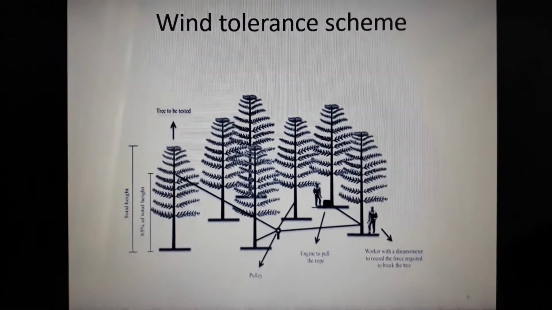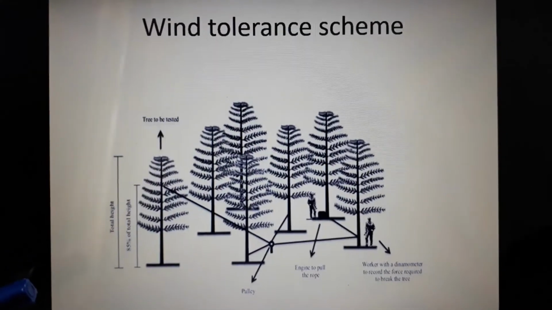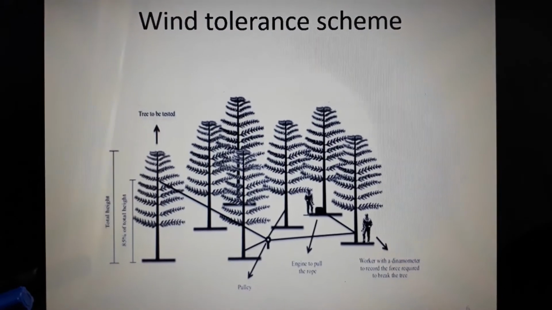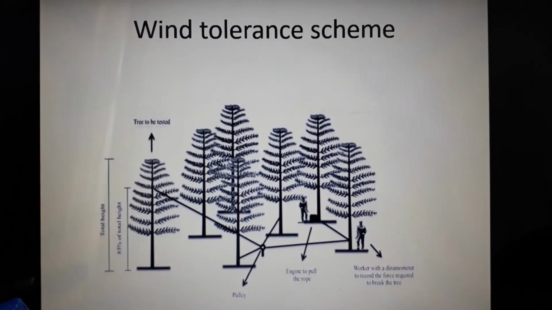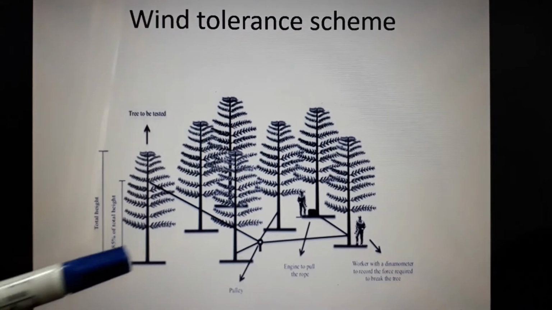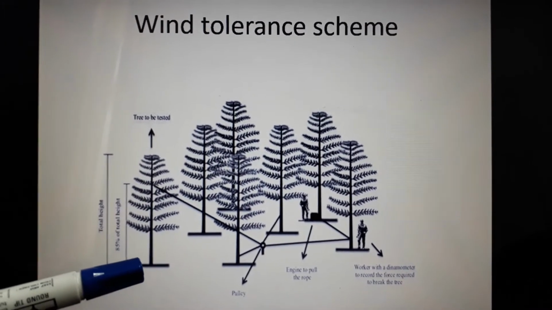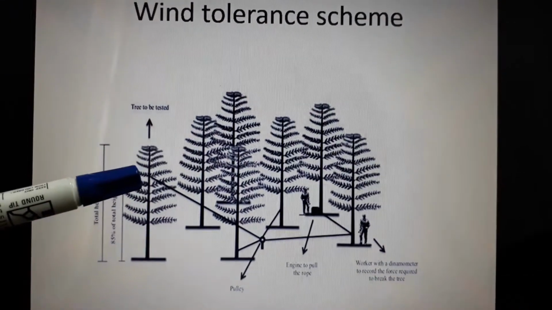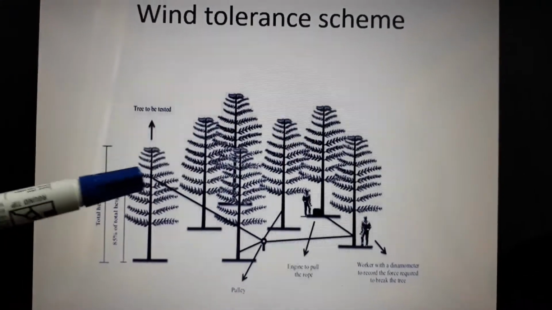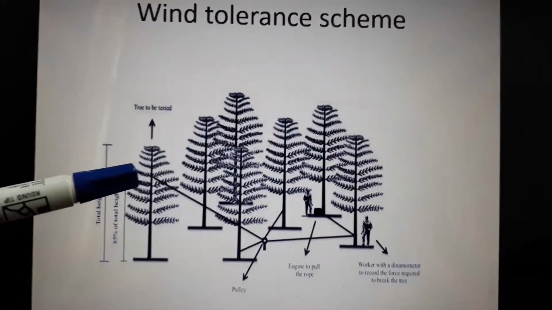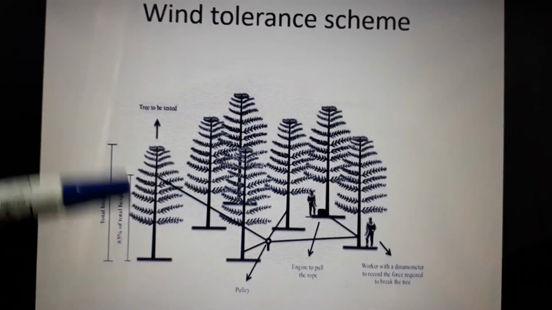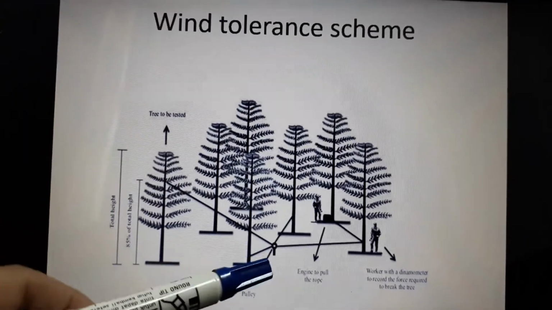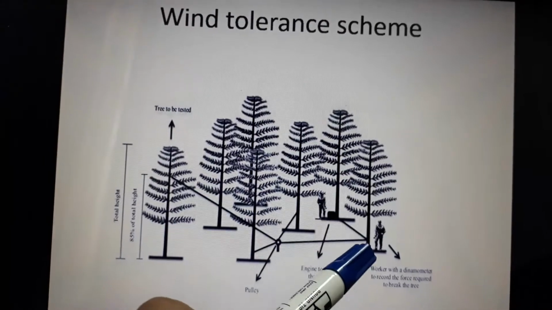This is the wind tolerance scheme. This is how we do the tests in the field. As you can see from this scheme, our selected tree here on the left side is tied up with a rope at on average 70 to 80% of the total height of the tree, and then the rope connects to the pulley, and then connects again.